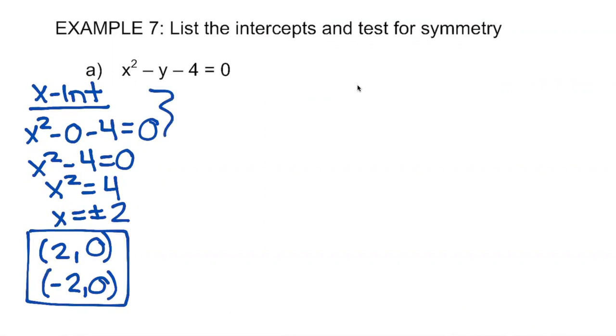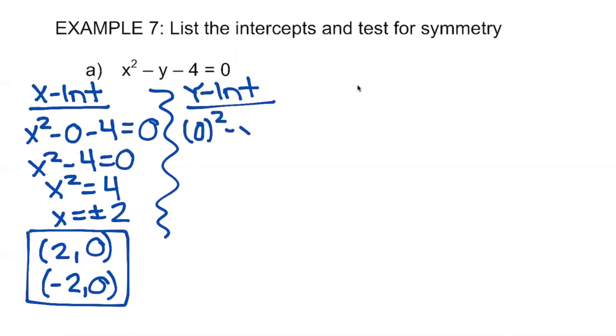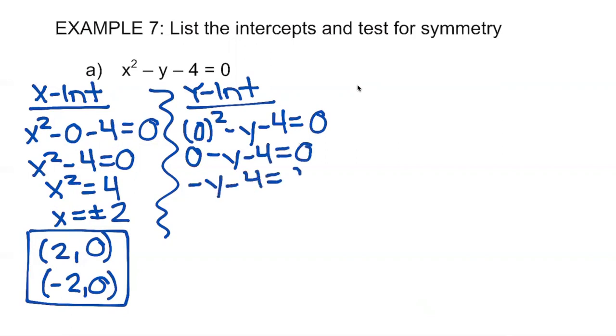Now I'm going to go ahead and find the y-intercept. Y-intercept, it's the same idea. I'm going to go ahead and plug 0 in for x, though. So 0 squared minus y minus 4 equals 0. So I'm going to end up with 0 minus y minus 4 equals 0. Notice that the 0 minus 4 is just negative 4. So negative y minus 4 equals 0.